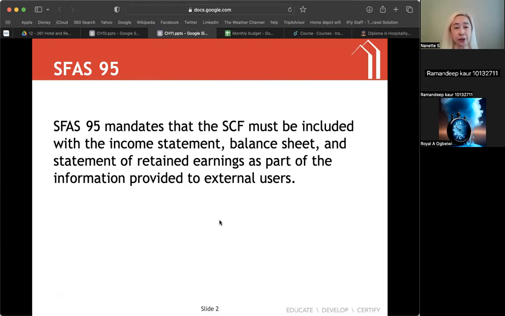So external users would be the government institution like the CRA for purposes of income taxes, and also if we have loans or borrowings from financial institution like banks. So if they ask for these statements, then you have to submit it.